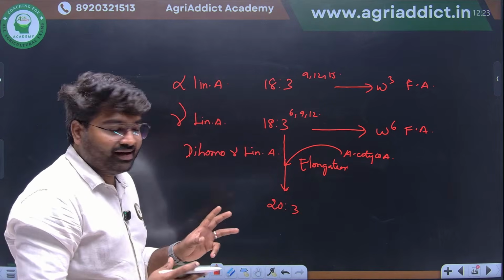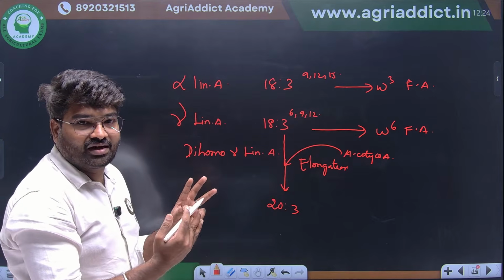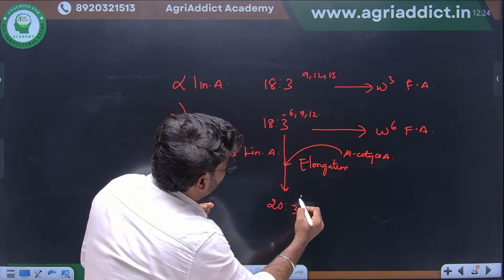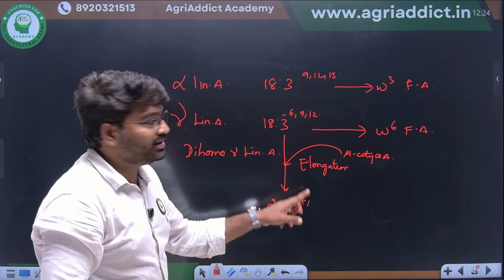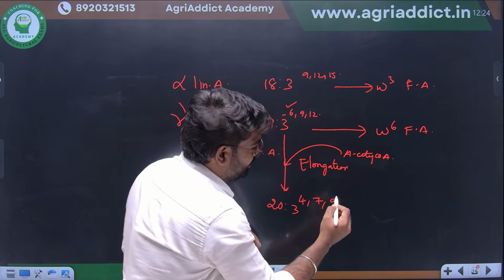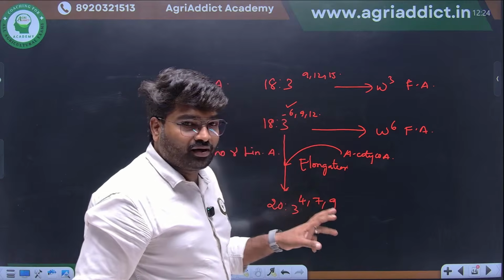So the number of double bonds stays the same, but the position of the double bond will be shifted. Like this, the positions shift to 8, 11 and 14. Clear? So the position of the double bonds will be shifted.